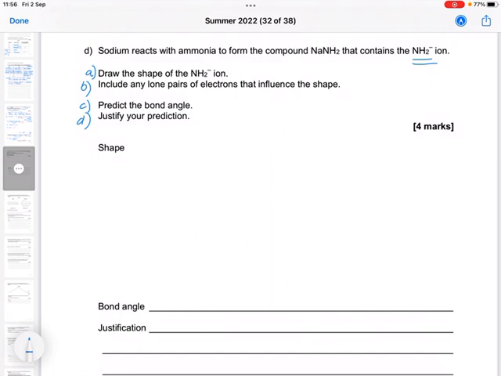The central atom is nitrogen. So nitrogen is in group 5, which means it has 5 electrons in its outer shell. The minus charge means it's got an extra electron, and each hydrogen brings 1 electron each to a covalent bond. So that is going to give me 5, 6, 7, 8 electrons. Now remember they're in pairs, so that means I'm going to have 4 pairs of electrons.